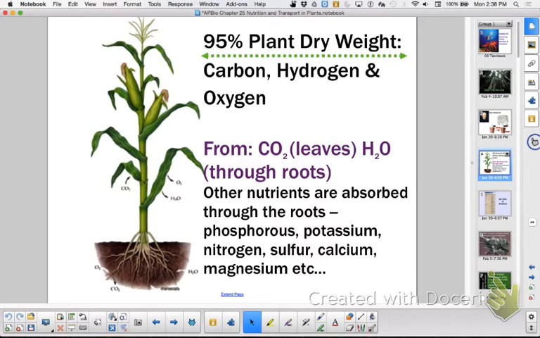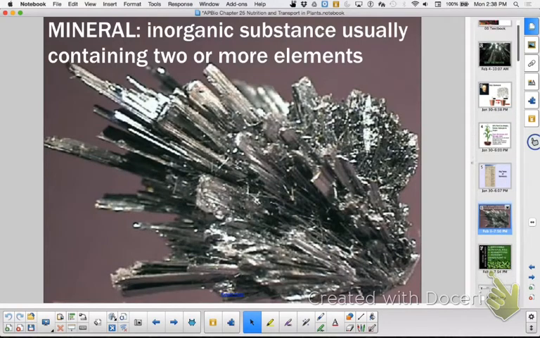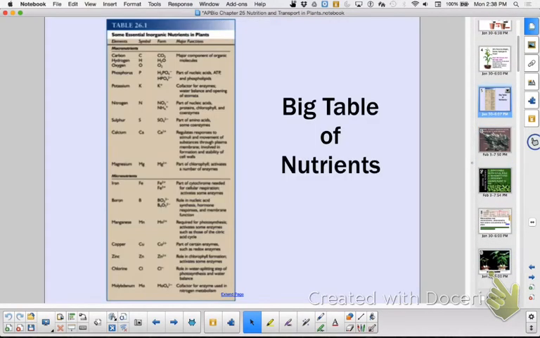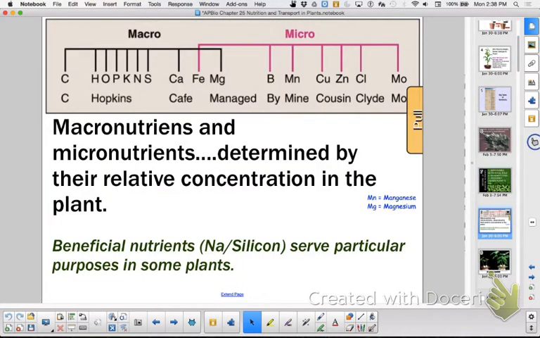What process do plants have to do? Photosynthesis and respiration. There we go. Yes. Okay, and then all the other nutrients come in through the roots. And we said there's all different kinds, and we talked about what a mineral is, an inorganic substance. You don't need to know all of them. We talked that it has a nutritional role. There's no substitutes. It causes a plant to die. We looked at this as possibly a supportive statement when you're trying to remember: See Hopkins Cafe, managed by my cousin Clyde Moe, to remember the important nutrients that a plant needs.